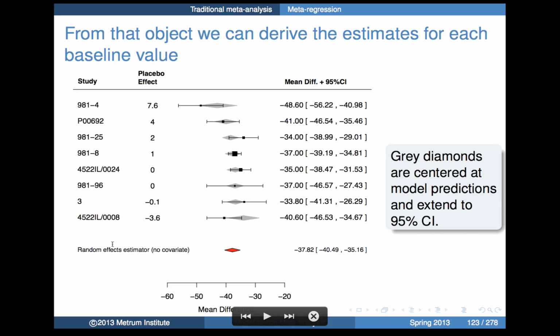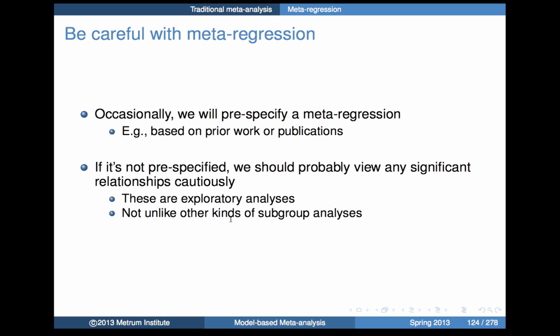What I've added to the plot, which we need to add in manually, is the random effects estimator when we put in no covariate. If we were to visualize a vertical line coming up out of the middle part of that diamond, there's some heterogeneity being explained by the covariate, but as we see from our statistical modeling, the output from the rma function, there's still some additional variability that's not explained by the change from baseline in the placebo group.